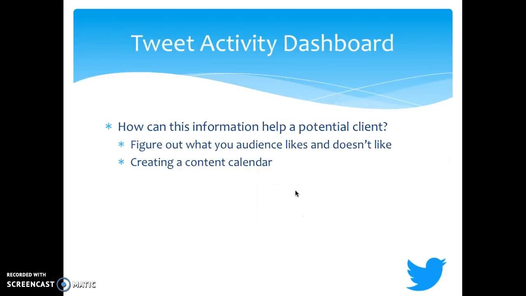This feature is great at helping you figure out what your audience likes and doesn't like. For example, if my client had a lot of engagement for tweets that included photographs of their merchandise, but had little to no engagement for tweets that were very text-heavy, this would be a sign that I would need to encourage my client to tweet more with photographs attached. Once my research was done and I've got a good idea of what my audience wants, then this tool will give me useful information to help me plan out a content calendar.